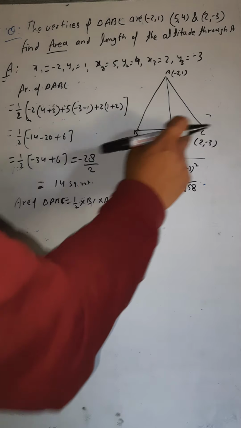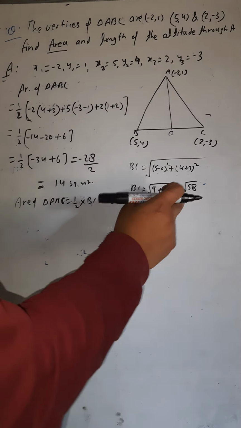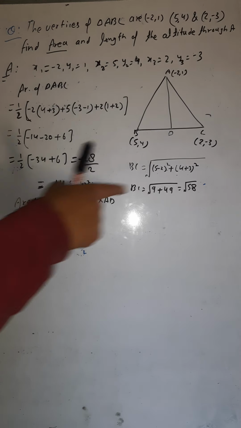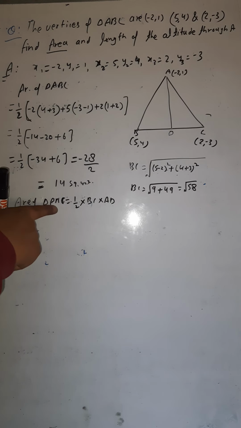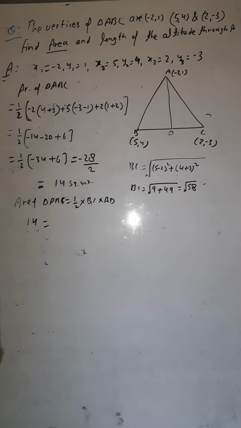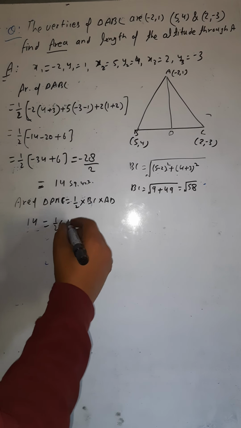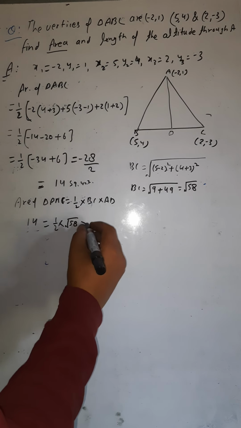So BC distance is how much here? BC distance is under root 58. This is BC, so let's put these values here. The area of triangle ABC is 14, so in place of area I can write 14. So it would be 14 equals 1 by 2 into BC. BC is under root 58, multiplied by AD.